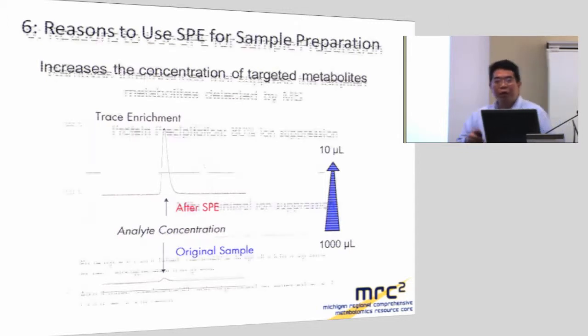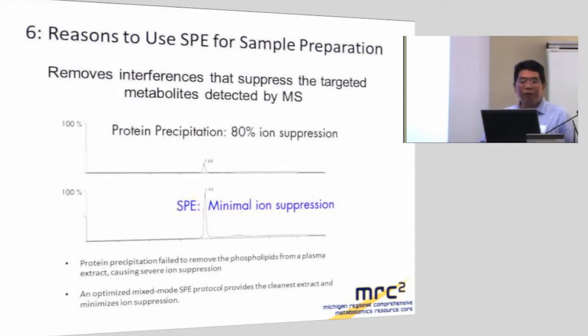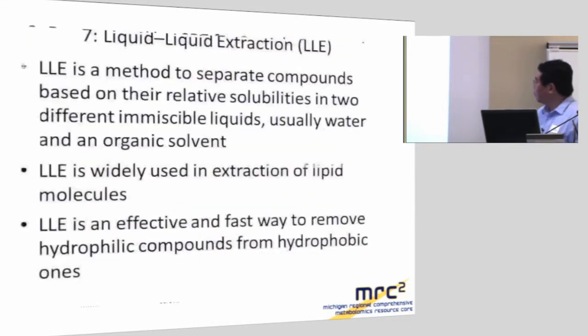Solid phase extraction can also increase your sensitivity, because if you start with 1,000 microliters and concentrate it into 10 microliters, you have a 100 times increase in concentration. So it's a very effective way to increase your sensitivity. You can also decrease ion suppression. For example, protein precipitation is not enough to get rid of the suppression. Solid phase extraction can remove further compound interference, and your signal is much stronger, which means your data quality increases a lot.